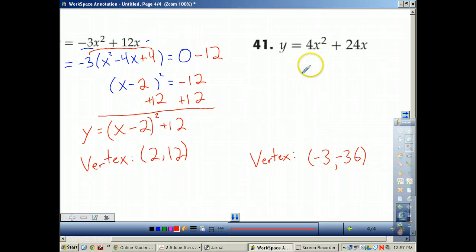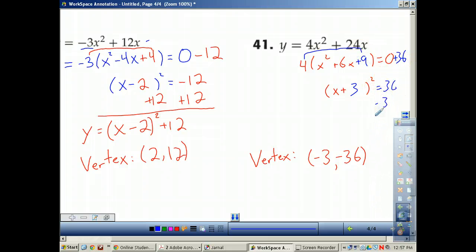Really important. So if we take out the 4, and we complete this, we'll have to add 3, 9, and there's the 36 from the 4 times 9. That's how the 36 comes about. And then when you move it to the other side, that's how we get negative 36.